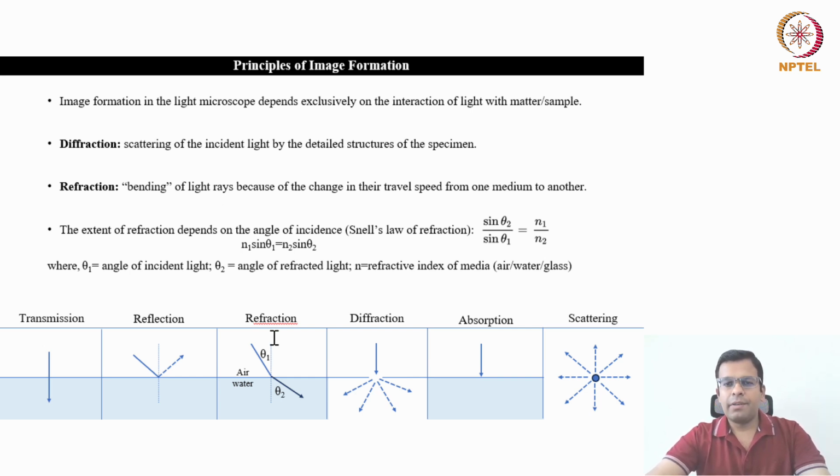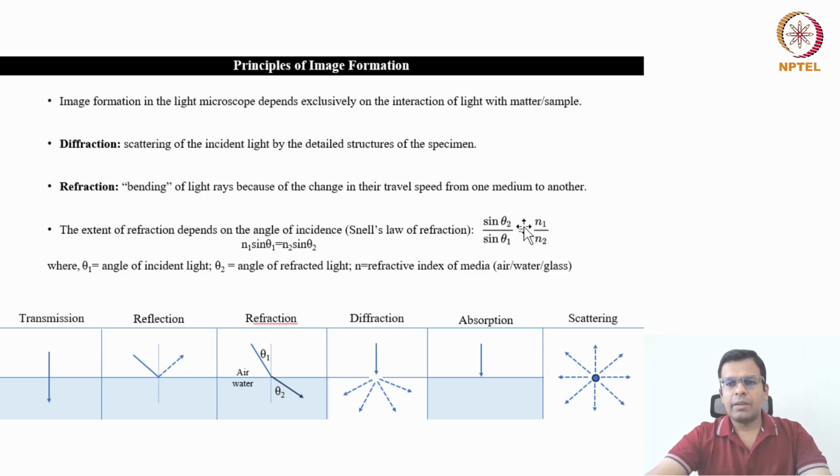Another phenomenon is refraction. Refraction is the bending of light rays because of the change in their travel speed from one medium to another. Here you can see the light ray passing from air to water. The speed of light is different in water compared to air, and because of that, the light ray slightly bends. This phenomenon is known as refraction, and the extent of refraction depends on the angle of the incident light, which is known as Snell's law of refraction.